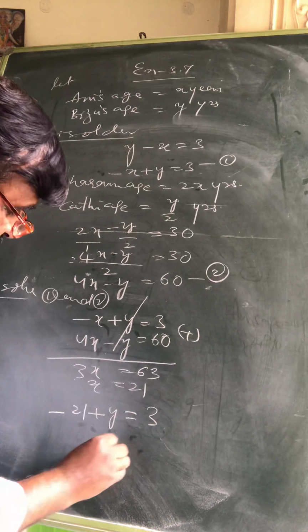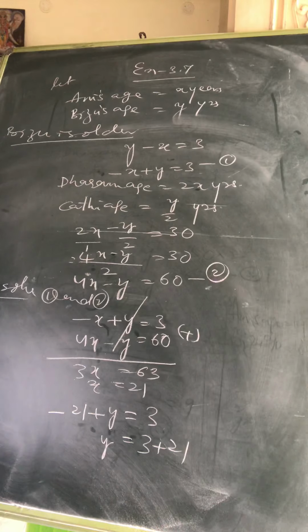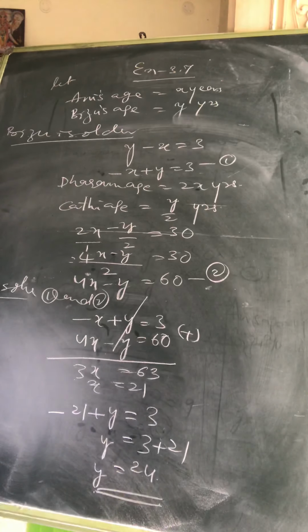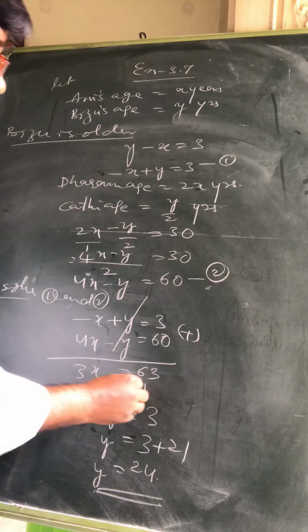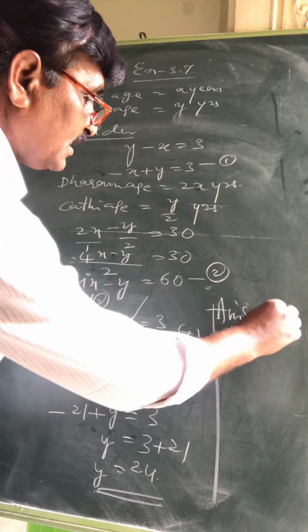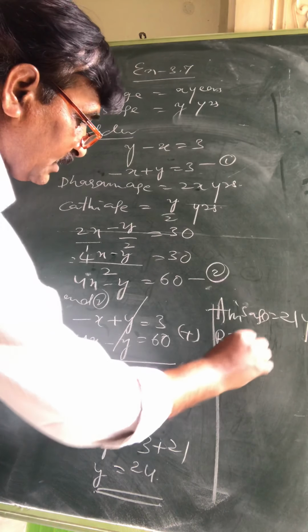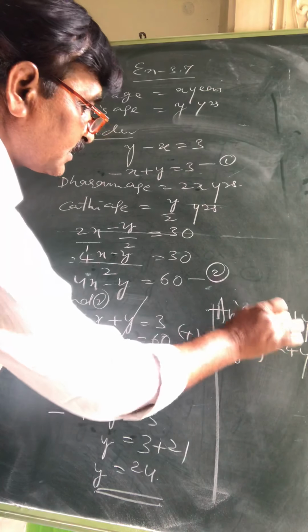Y is equal to 3 plus 21. So y is equal to 24 years. Now x is Annie. Therefore, Annie's age is equal to 21 years. Baiju's age is equal to 24 years.